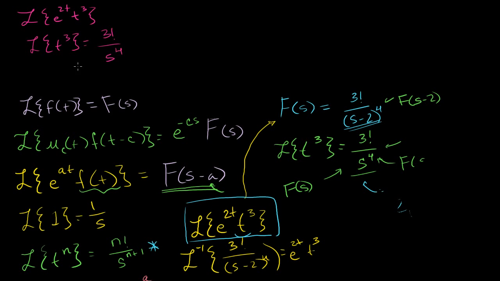That's 3 plus 1. Then the Laplace transform of e to the 2t times t to the third is going to be this shifted. This is equal to f of s. Then this is going to be f of s minus 2. So what's f of s minus 2? It's going to be equal to 3 factorial over s minus 2 to the fourth.